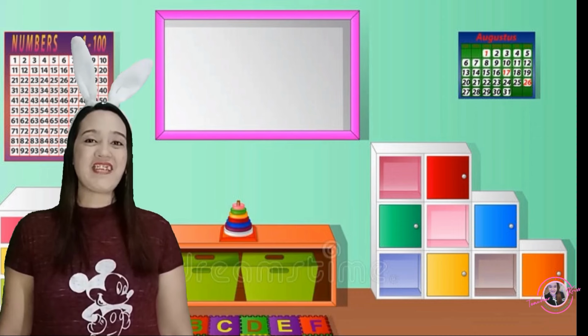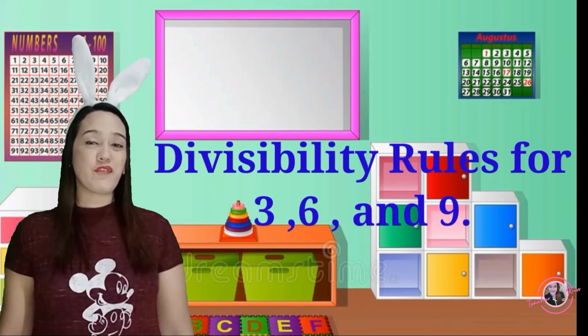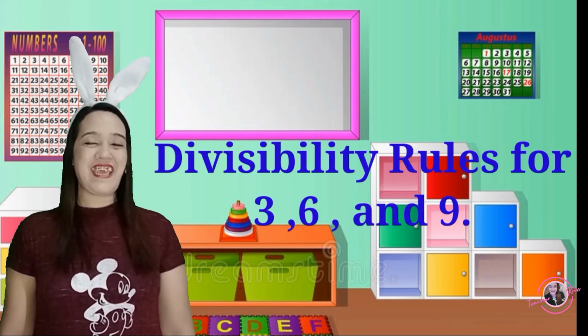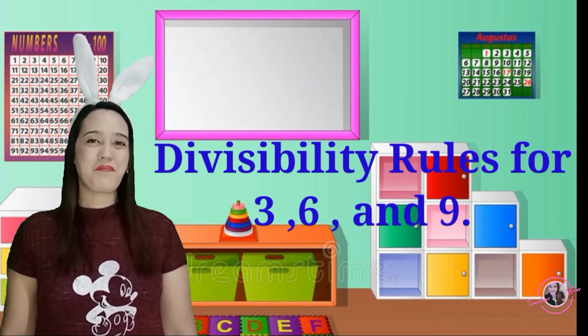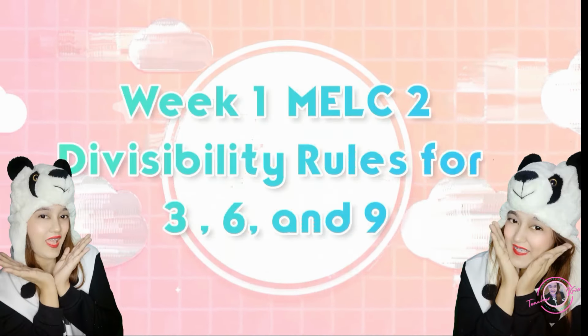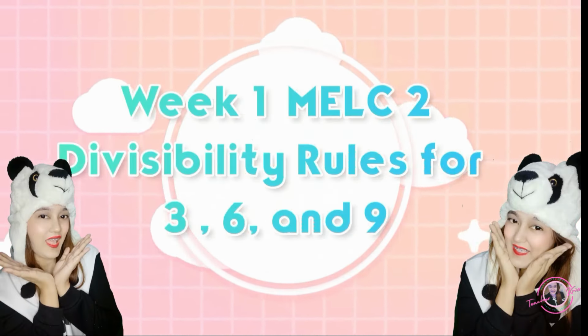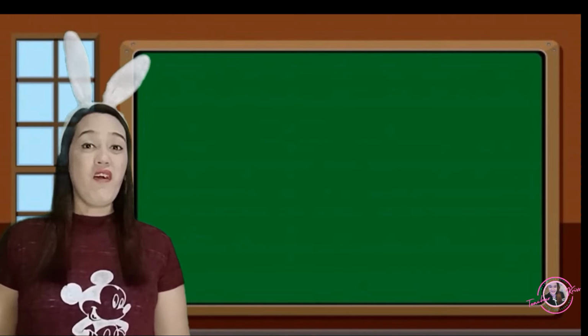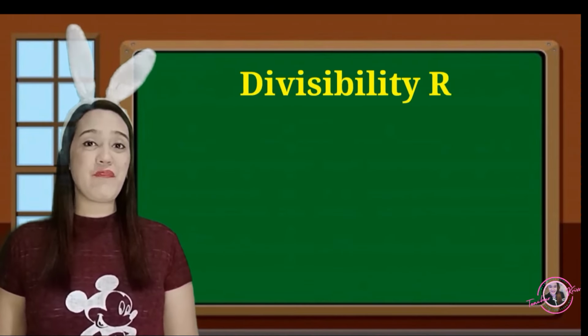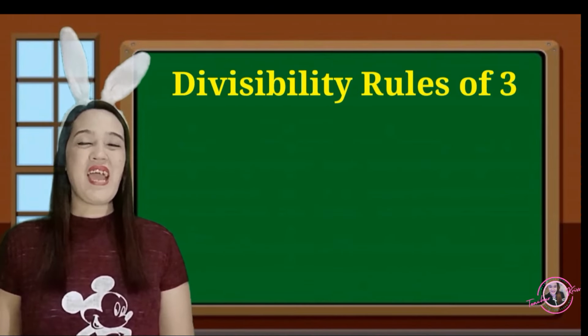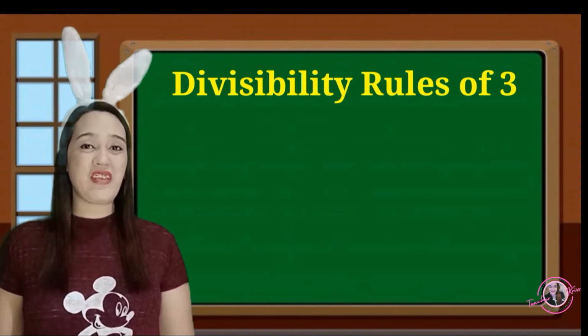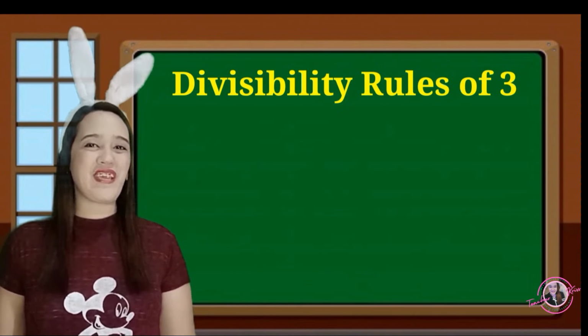If you already mastered our previous lesson, let us begin today's lesson. Let us now discuss the divisibility rules for 3, 6, and 9. Okay, let us begin with the divisibility rules for 3. How are we going to know if a whole number is divisible by 3 or has a factor of 3?